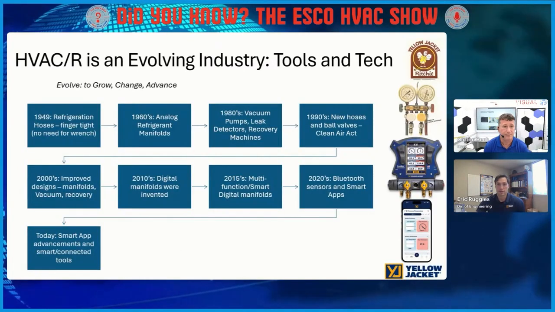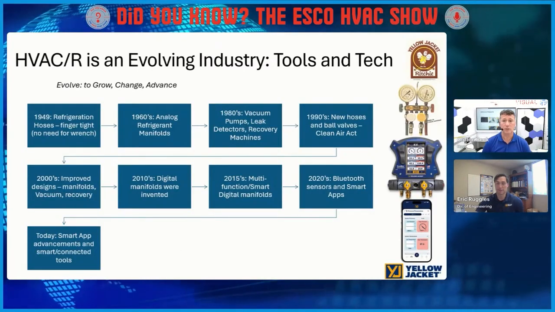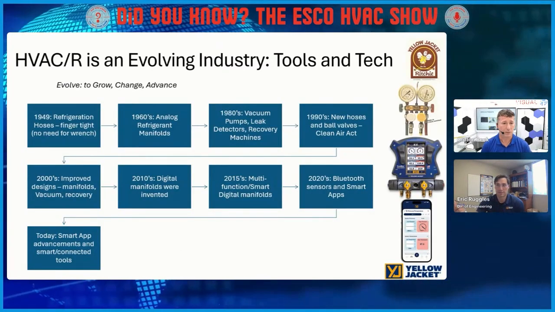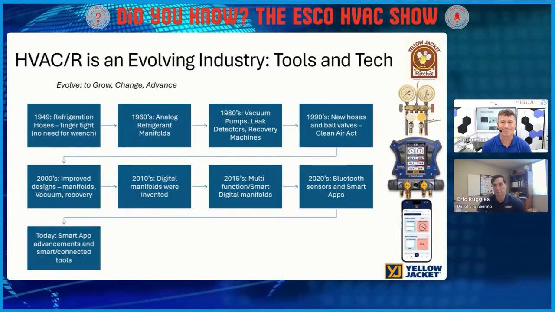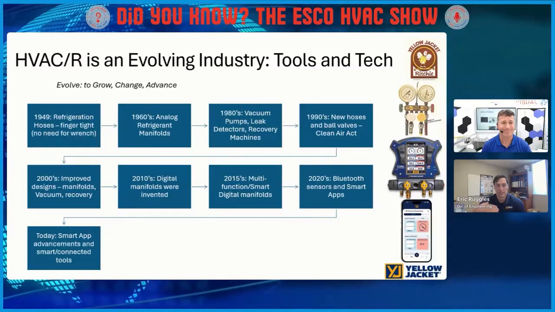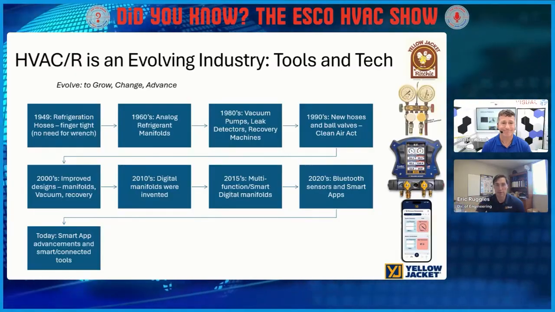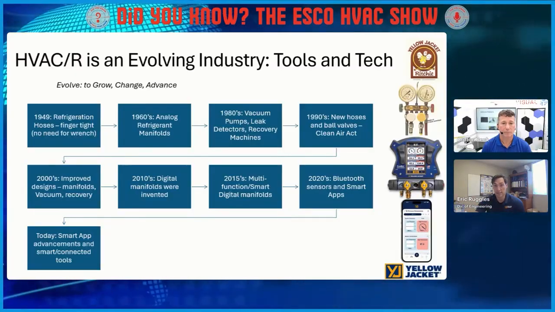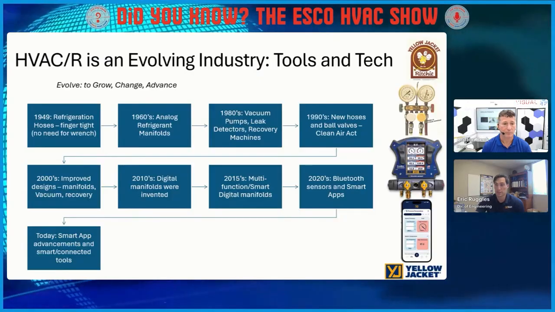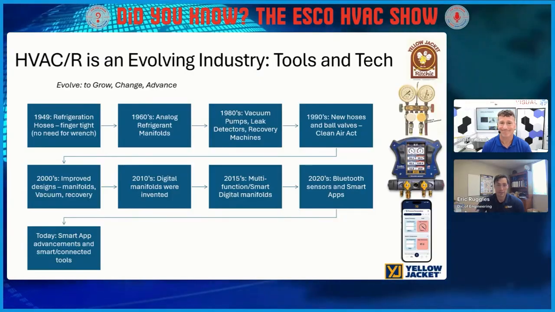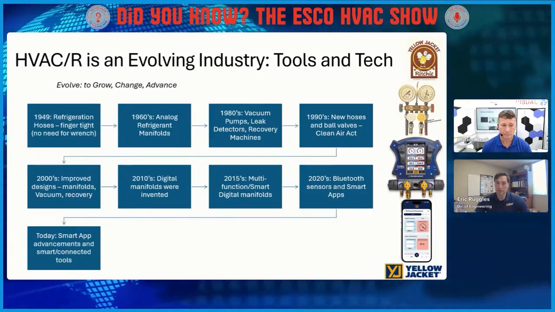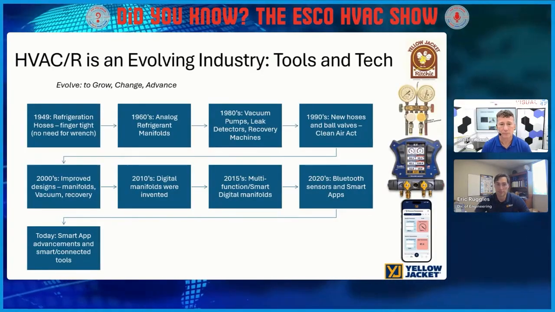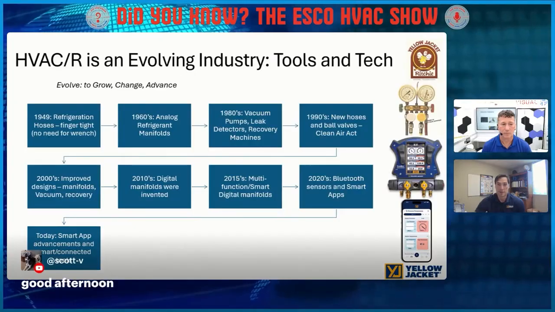Yeah, that's it. Quickly moving on, a little history of Yellow Jacket itself: we invented refrigeration hoses that you could just finger tight back in the 1940s, 1950s, and moved on to analog gauges, vacuum pumps, etc. Back in 2010, we came out with the first digital manifold, 2015 smart digital manifolds, and now we have Bluetooth sensors and are advancing the app and things beyond, which are all out there with many manufacturers, right?